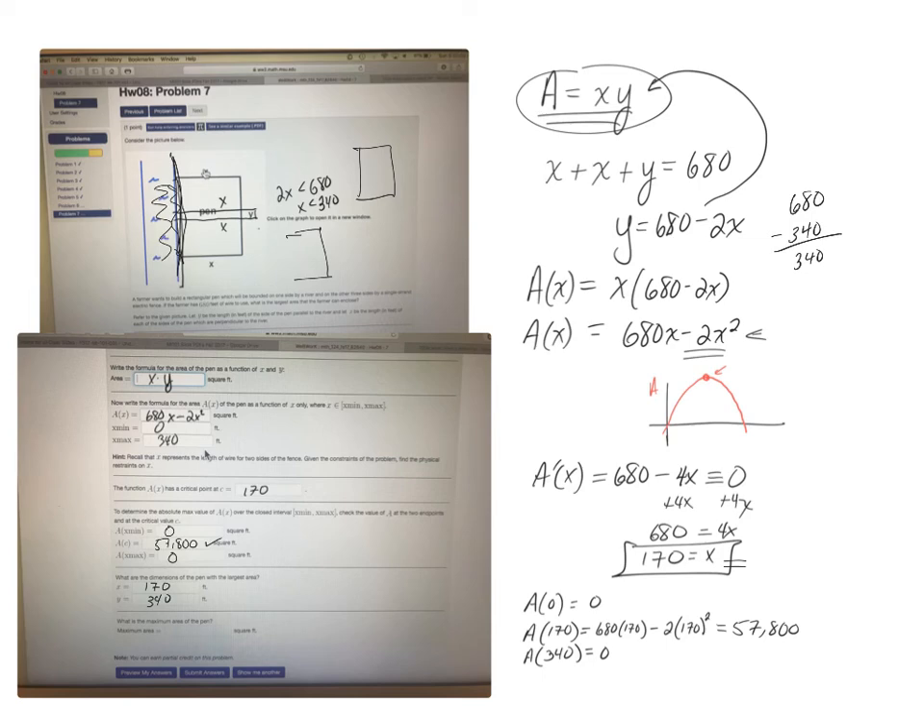So, and the maximum area of the pen, I guess we need to finish that, is also 57,800. So that should do it.